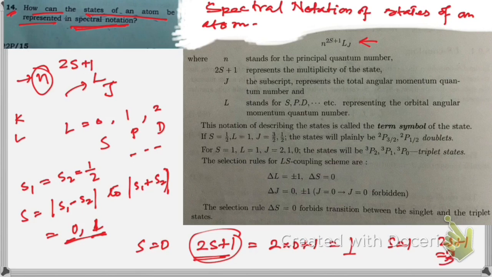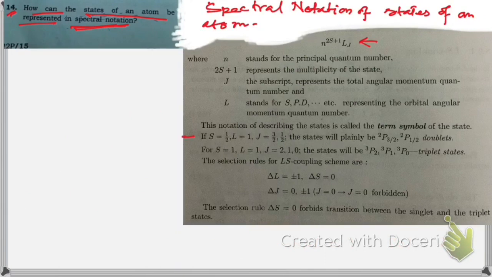Now you see, let me clean these things. Now suppose we have the value of S is half, right? S is equal to half, L is equal to 1, right? So if L is equal to 1, that means it's going to be P, right? Here you see, if the value of L is 1 and the value of S is half, then what will be the value of J? That's going to be given by L plus S, right?